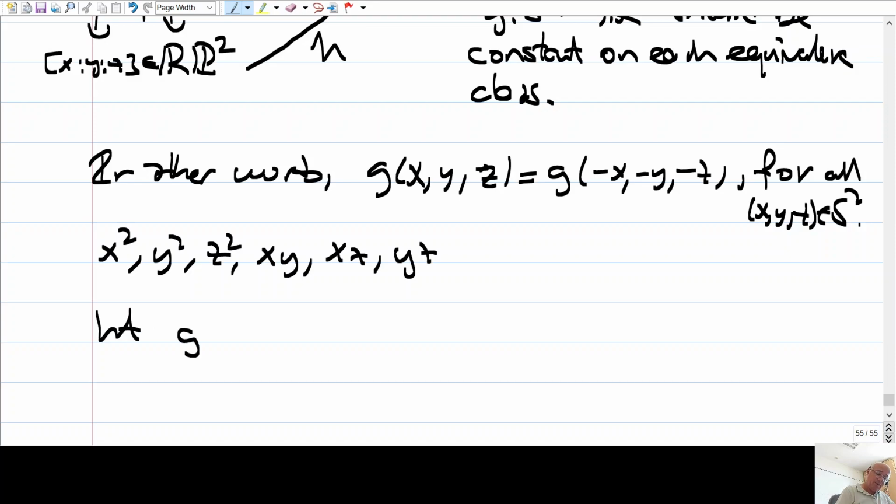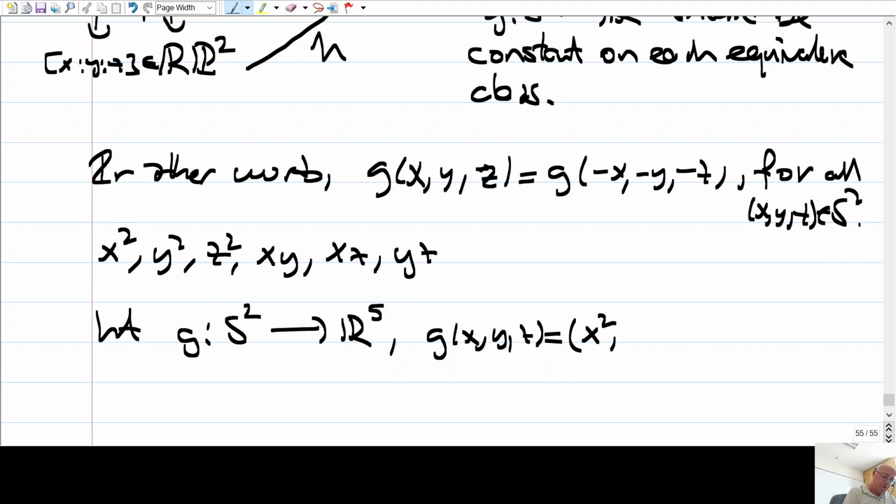Indeed, just let G from S2 to R5 be given like this. Let's take these functions x squared, y squared. I skip z squared. Why is that? Because x squared plus y squared plus z squared is already 1. So if you have x squared and y squared, you have already z squared, which is 1 minus the first two coordinates. So there is no reason to write z squared here. Instead, let me just write the other three components.